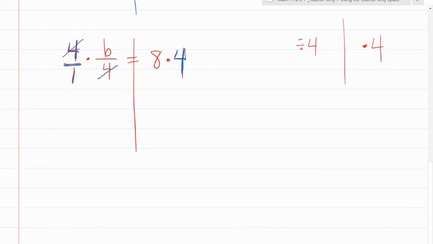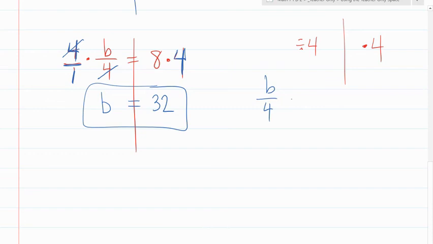4 over 4 becomes a 1, and we're left with just b on that side is equal to 8 times 4 on the other side, 32. So b is equal to 32, and you can always go back and double check that. The original equation was b divided by 4 needs to equal 8. If I substitute my value for b, 32 divided by 4 needs to equal 8. 32 divided by 4 is 8, and 8 is equal to 8.